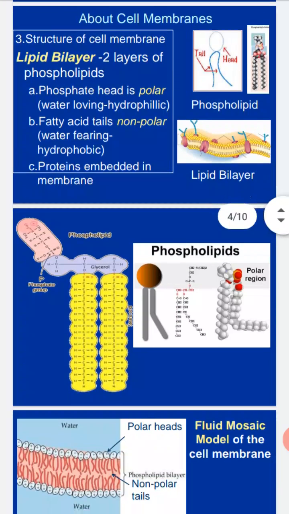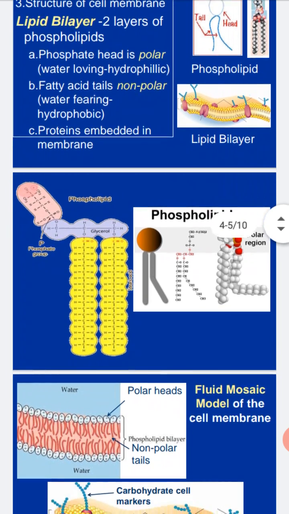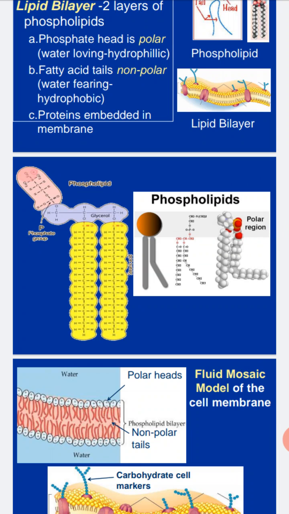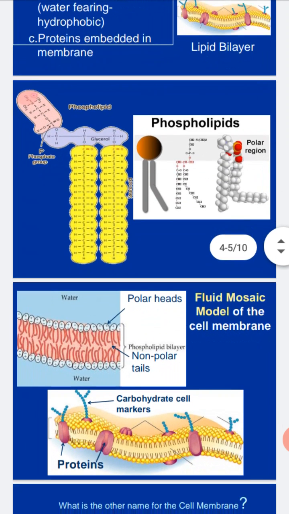Now in another diagram, it's very clear. If you see the fluid mosaic model, which we also call the plasma membrane, here you can see the lipid bilayer of phospholipids, the polar head region, the upper region, and the non-polar tail region, and in between the protein is embedded. Here in the diagram you can also see very well the pink ones, these are the proteins, and the blue ones are the carbohydrate markers. So this is a wonderful diagram of a cell membrane.